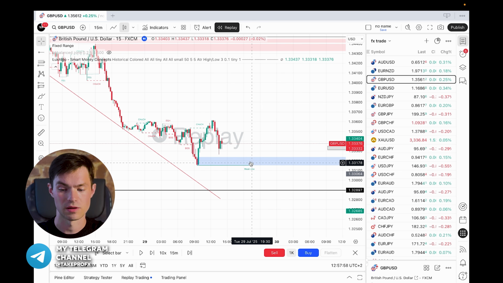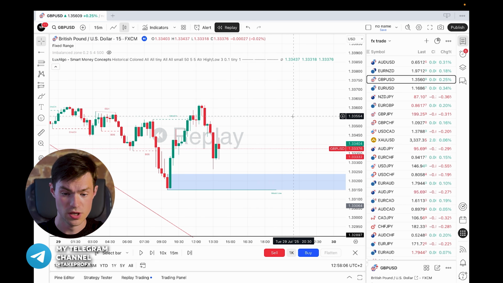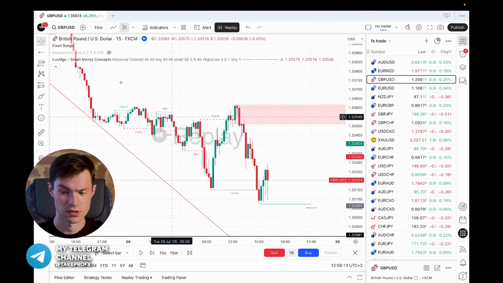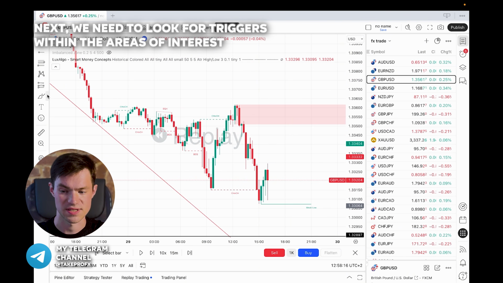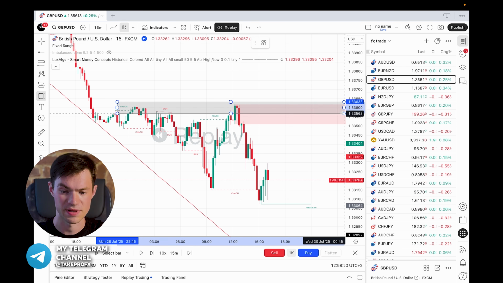We have a weekly low defined. This is our 15-minute time frame, and in general this is our first zone of interest with which we can work. Next, my friends, all you do is look for triggers. Of course, the zone of interest can be distributed or drawn in completely different ways. The most important thing is that you understand what a zone of interest is.